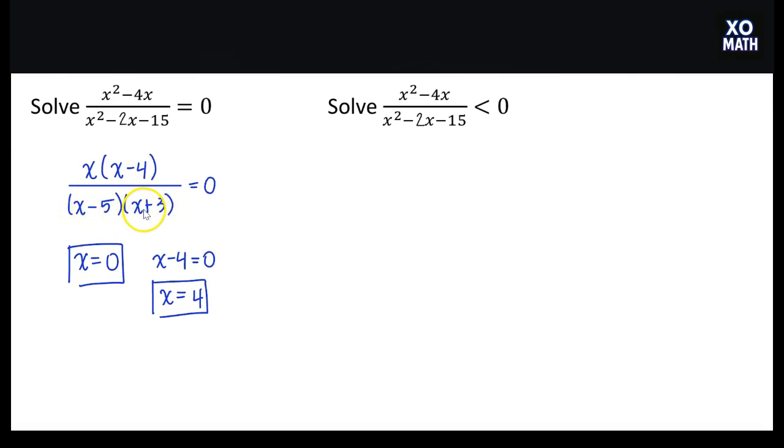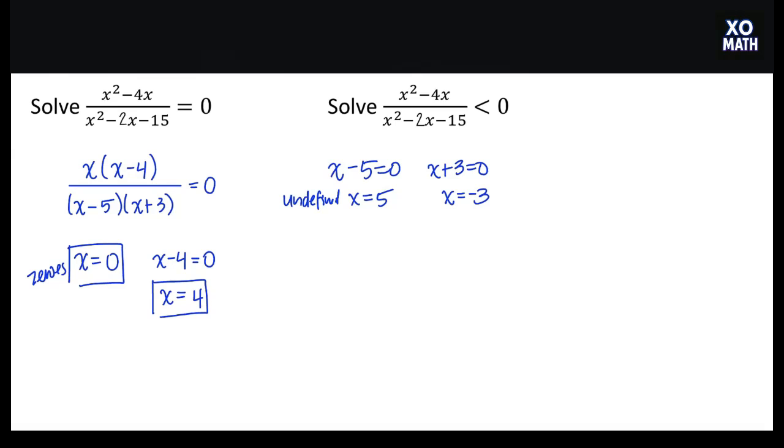Since we already factored the denominator, we know that the function is undefined at positive 5 and negative 3. So we set x minus 5 equal to 0, that's where we get positive 5, and x plus 3 equal to 0, that's where we get negative 3. So these are places where the function is undefined. And these values over here were zeros of the function.